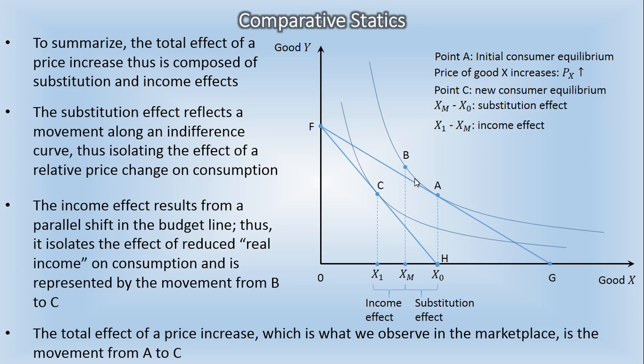So the total effect of a price increase is what we observe in the marketplace, and it's the movement from A to C. So that's what we observe, but with the model, we could deconstruct the change in someone's behavior, and therefore we can get information about the way markets are reacting to changes in price that give us more insights than just people are buying less when prices go up and people are buying more when prices go down, and vice versa.